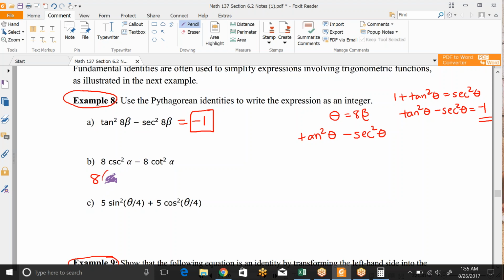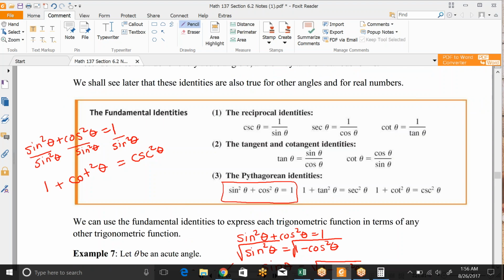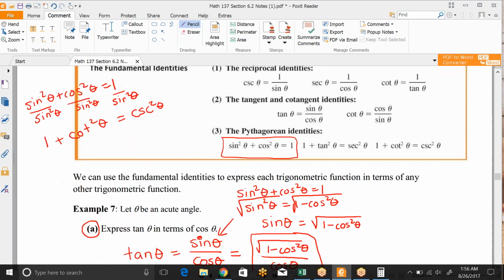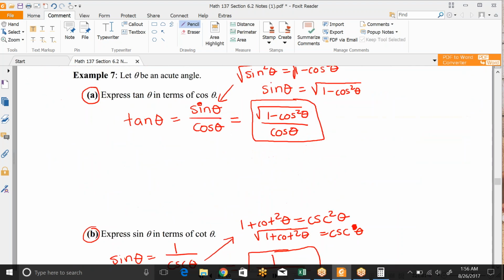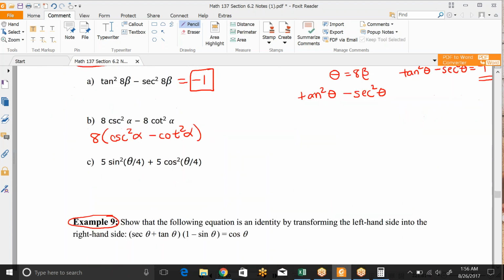Think of B as having an 8 out front. It actually does have it out front. You can pull that out to the beginning because both of them have it. Let's look at our little theorem for this one. It looks like cosecant squared, if we subtract over the cotangent squared, is going to equal +1. That's just from our identity up there. So this is 8 times +1, since the 8 was out front, which equals 8.